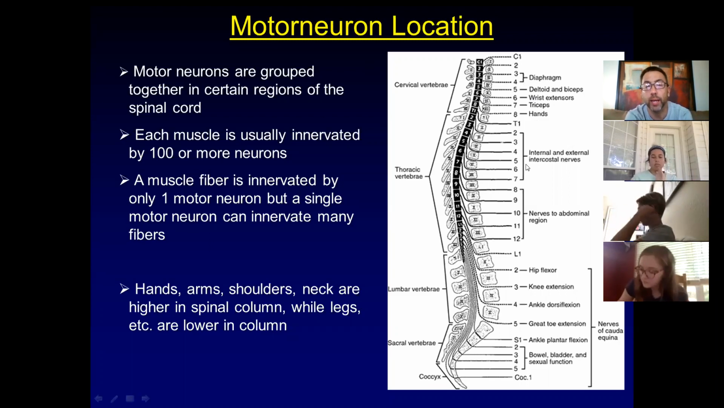We're going to get a little bit of stuff for our internal and external intercostals in our thoracic vertebrae, but for the most part, we don't have a huge number of motor units distributed across the 12 thoracic vertebrae. And then a lot of our lower body muscle motor units are going to be in the lumbar spine or down into the higher portion of the sacral spine. I'm not going to ask you guys any questions about that.